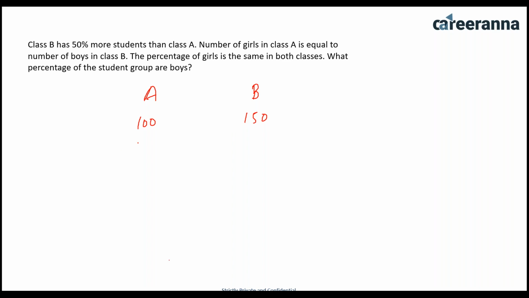Very good, Bhavya. Now, boys and girls. As per the question, the number of girls in class A is equal to the number of boys in class B. These two numbers are equal. If I take this to be 50, now the second line says the percentage of girls is the same in both classes. Here girls are 50%, but in this case they are one third, that is 33%. So this cannot be the case, right? So if I take this number to be 60, it is 40, because the sum should be 100.